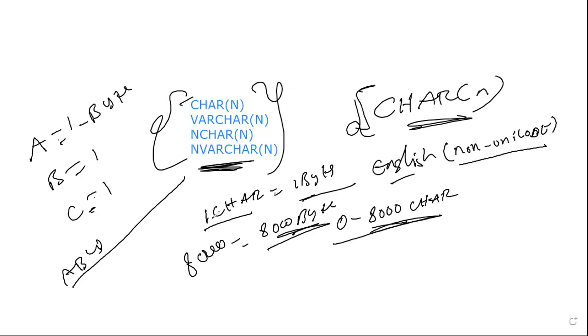Next point, char data type will store up to 8,000 bytes. Char can store up to 8,000 bytes. Okay, next very important point.